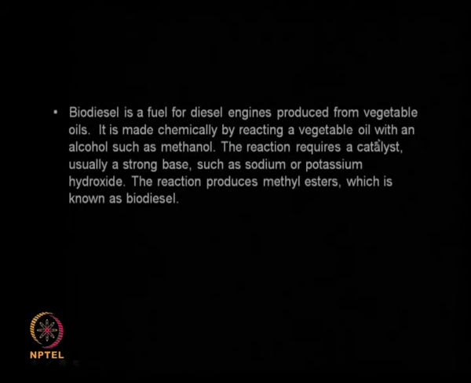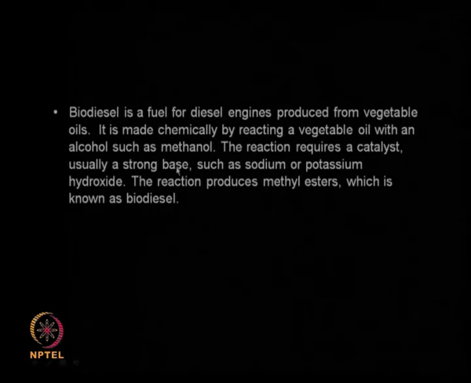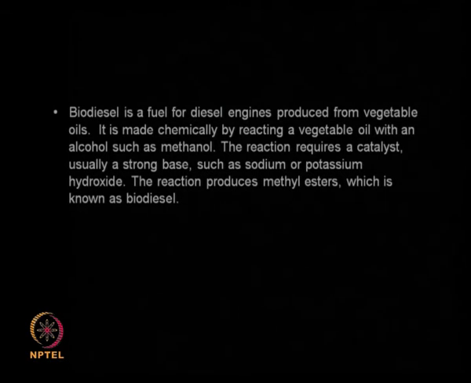So, how is it made? It is made chemically by reacting vegetable oil with an alcohol such as methanol. So, basically it is a transesterification reaction. So, the methanol is reacting with the vegetable oil, that means triglyceride, and producing your product. So, it requires a catalyst, usually a very strong base, you use a sodium or potassium hydroxide. Okay. So, you are producing a methyl ester of the vegetable oil.